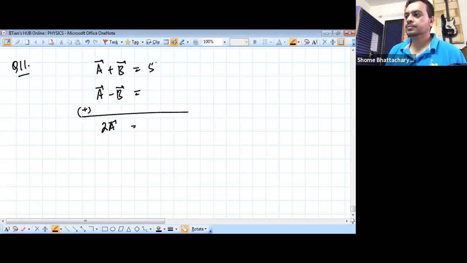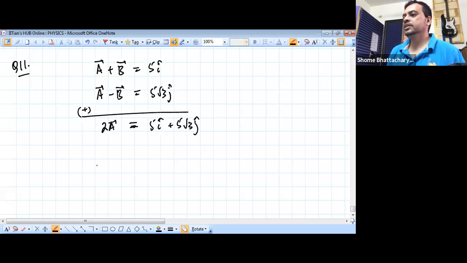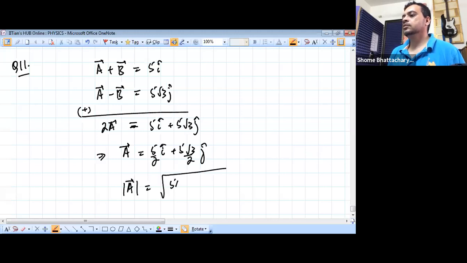This is 5 i cap, and this is 5 root 3 j cap. So if you just add these two equations above, you will get this as 5 i cap plus 5 root 3 j cap. That means the vector A is 5 by 2 i cap plus 5 root 3 by 2 j cap. So the magnitude of A, just now do this calculation and see how much we're getting. If 5 by 2 is common, remove.